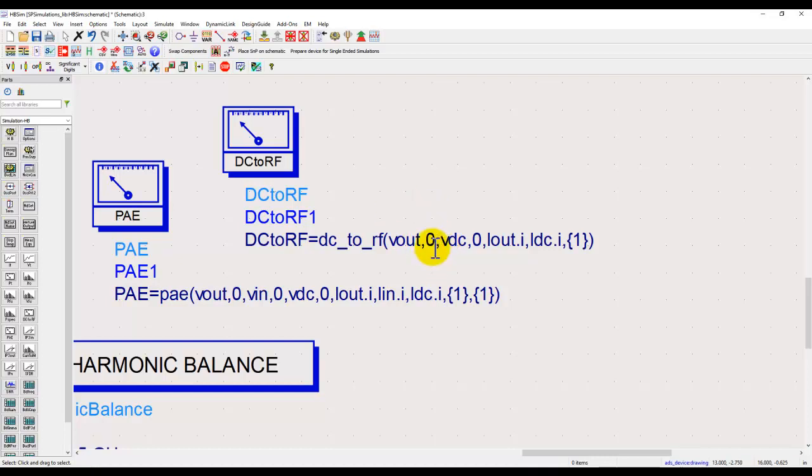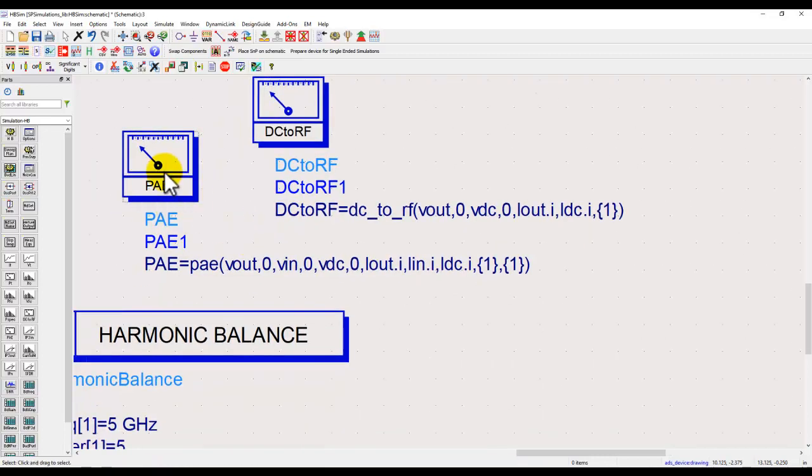If you had a differential amplifier, you can define V plus and V minus. And then we have VDC, then I out dot I, which is the output or RF current probe. And then we have IDC, which is the DC current probe. And index 1 means we want to do calculation on the fundamental index.